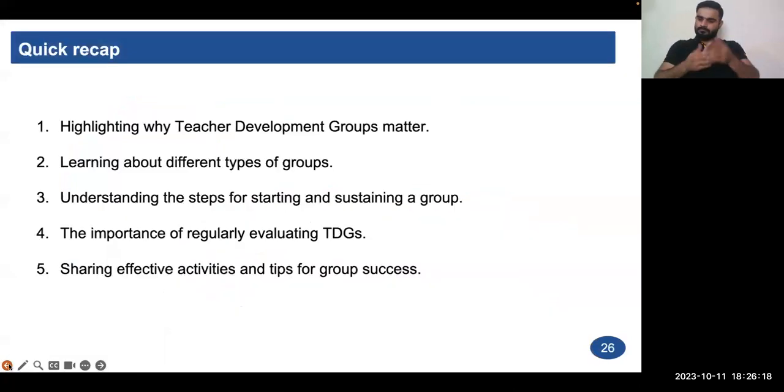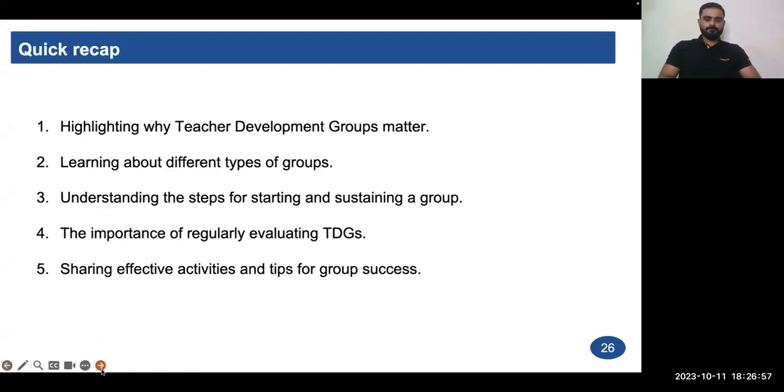Okay. Thank you, Michelle. To give a quick recap, to conclude this workshop, we have tried to discuss what teacher development groups are and why they are important. Next, we tried to explore the different types of groups. Then we discussed the various steps of starting and sustaining a teacher development group. Finally, we thought about the importance of evaluating the effectiveness of a teacher development group and sharing effective activities and tips for group success.